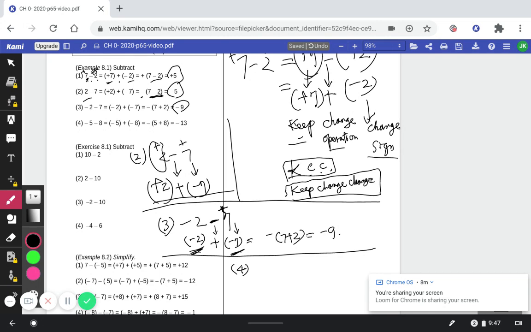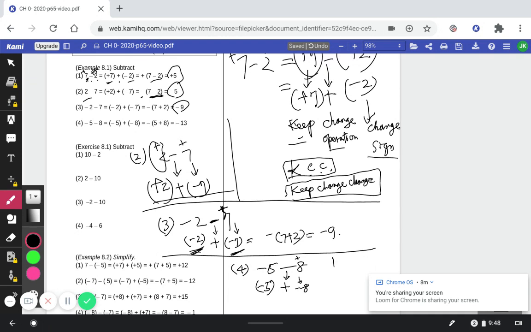How about negative 5 minus 8? Well, 5 has a negative sign, and 8 does not have any sign, so you put positive. And then you do keep change. So you keep the first one as it is, change the minus operator to a plus operator, and change positive 8 to negative 8.